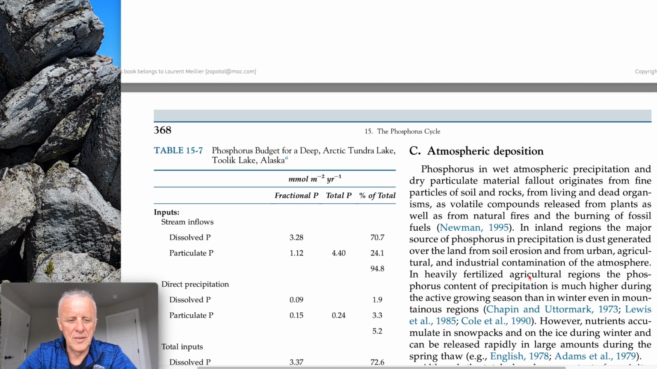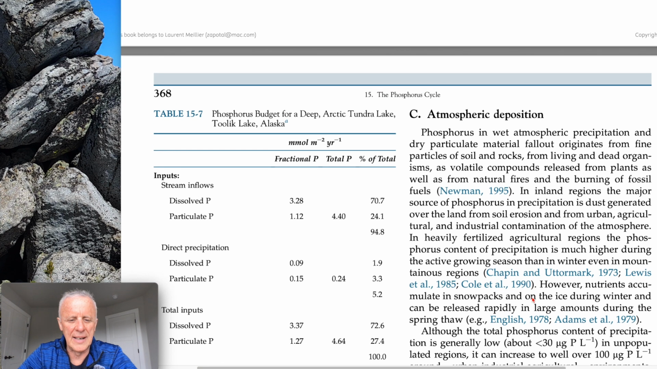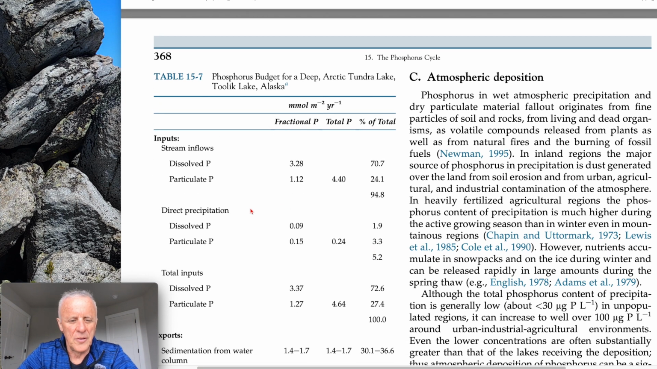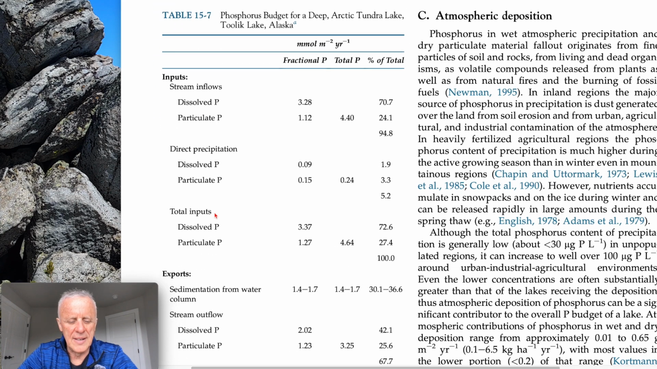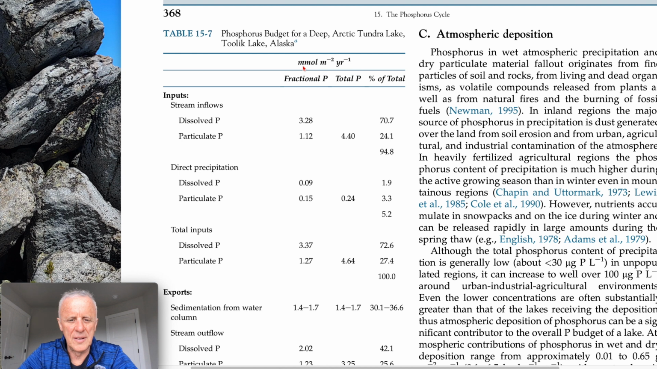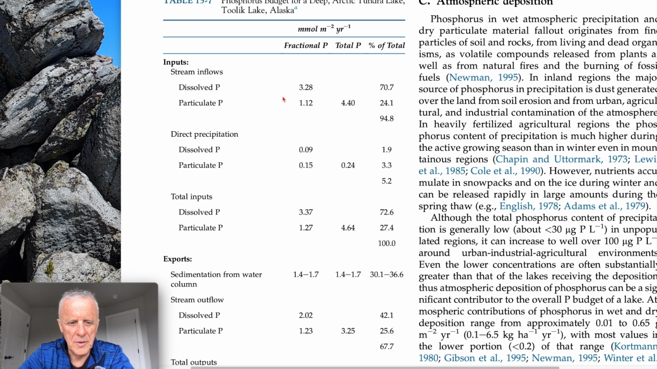Table 15-7, so this is the phosphorus budget for deep Arctic tundra lake, Toolik Lake, Alaska. So on the left side we have the inputs and then the exports, and then we have the fractional phosphorus, total phosphorus, and the percentage of total, and the unit is in millimoles per meter squared per year. So dissolved phosphorus presents the bulk of the inputs to that lake at 3.28 millimoles per meter squared per year.